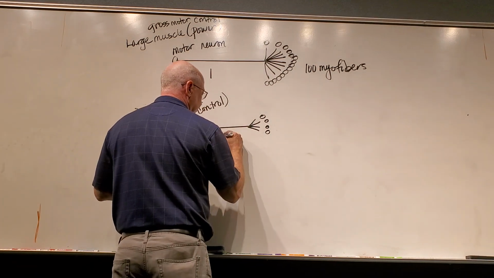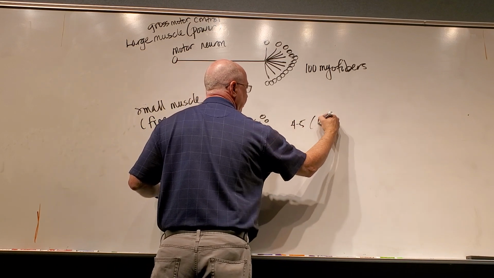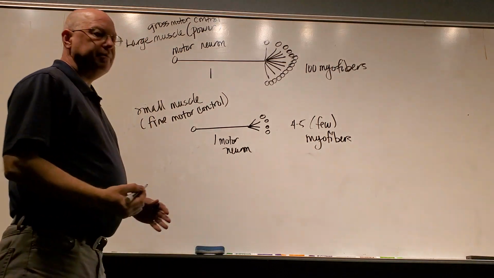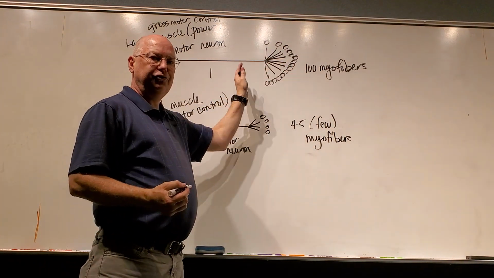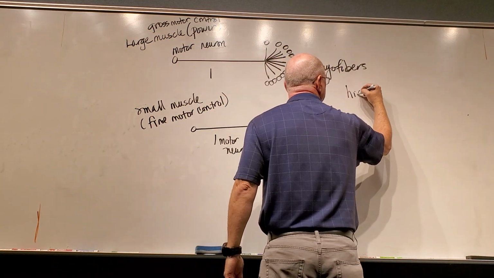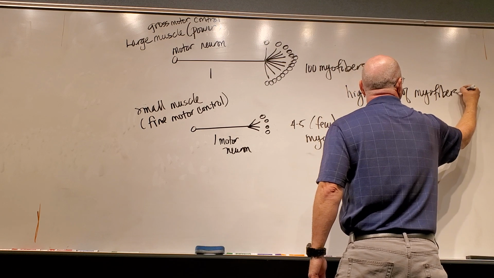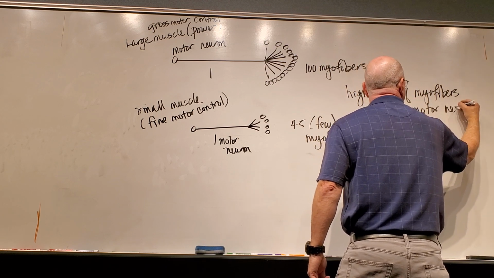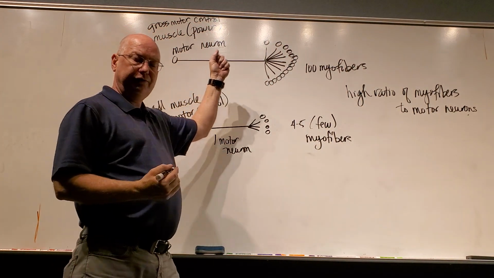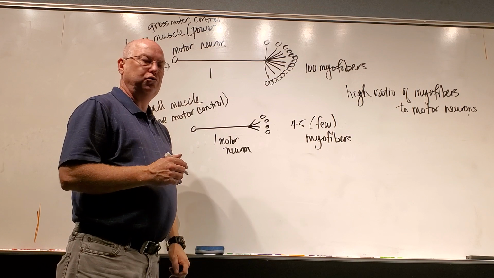So one motor neuron, and I say 4 to 5, or only a few muscle cells or myofibers. If I do the math of myofibers to motor neurons, here I have 100 to 1, here I have, let's say, 4 to 1. If I do 100 to 1, what I have is considered to be a high ratio of myofibers to motor neurons. When I have a higher ratio of muscle cells per motor neuron, that means when one motor neuron fires, more muscle cells are going to contract. I'm going to generate a lot of force, but I'm not going to have a lot of control.